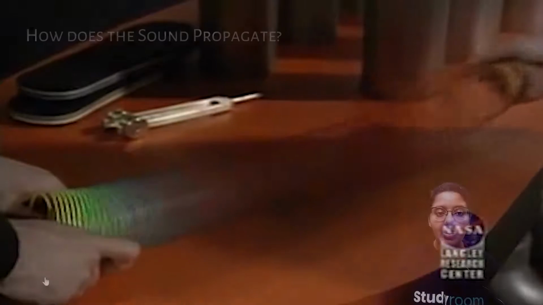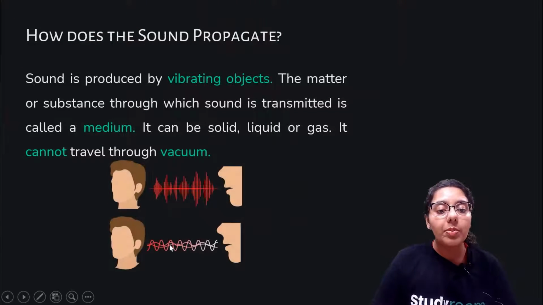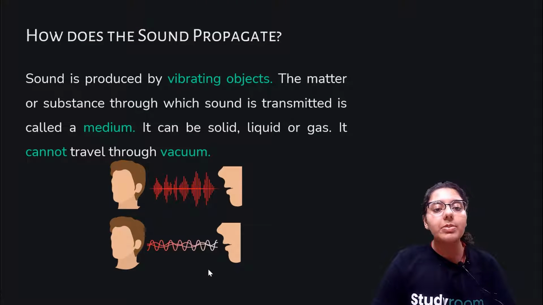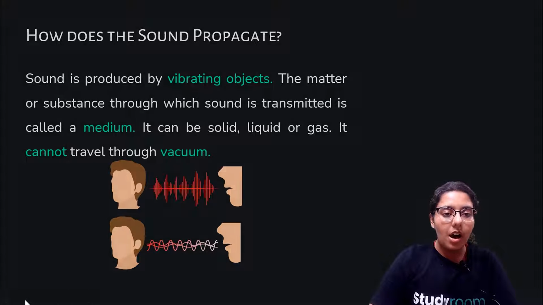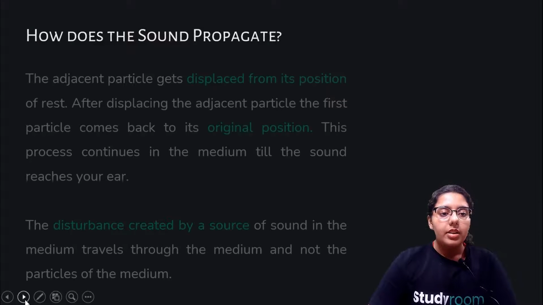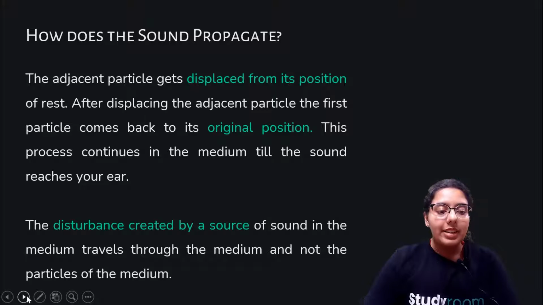Okay. So how does the sound propagate? Sound is produced by vibrating objects. The matter or substance through which the sound is transmitted is called a medium. It can be solid, liquid or gas, right? I just explained this.